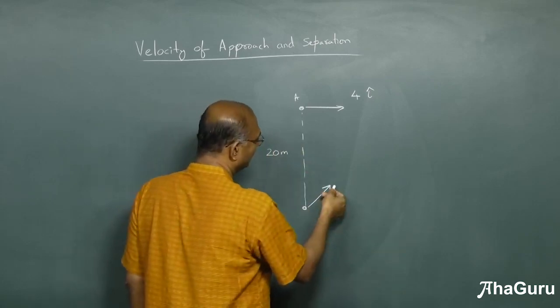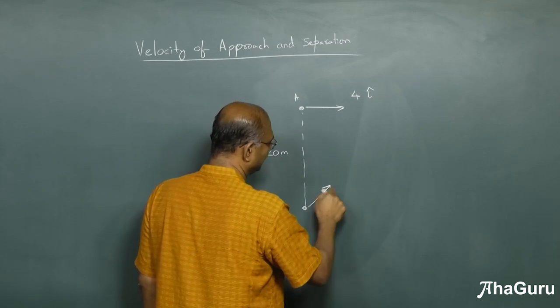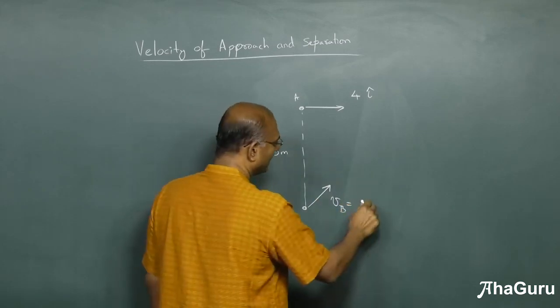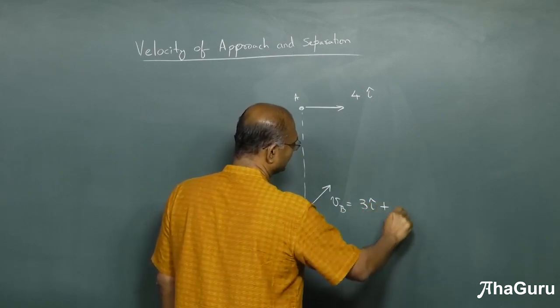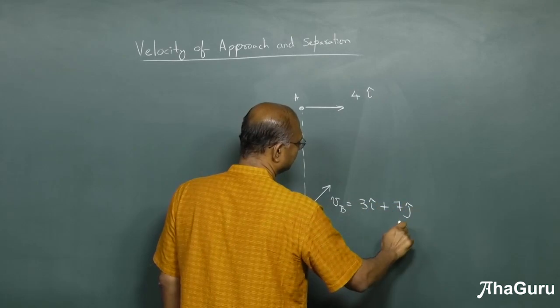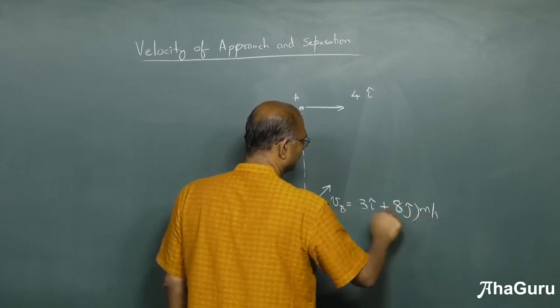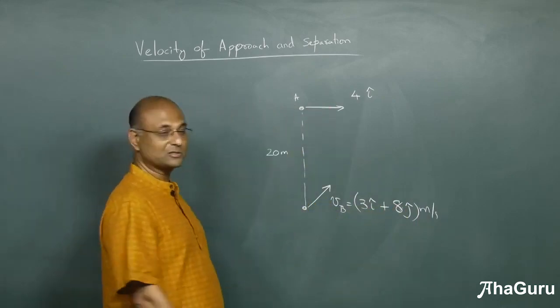Okay. And let us say the velocity's value, the size, the velocity of B. Let's come up with some number. Let us say it is 3 i cap plus 7 j cap. Or let me make this 8 j cap meters per second. So that is the velocity of B, this is the velocity of A.